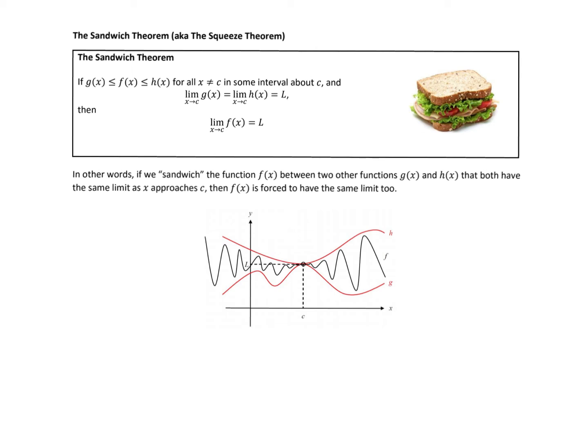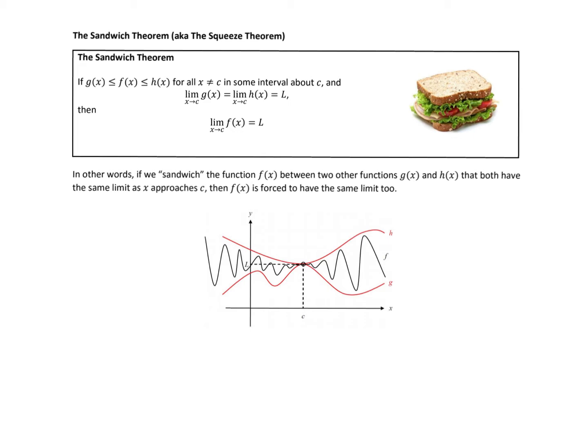All right, so today we're going to be talking about the squeeze theorem. That's what I call it. This author calls it the sandwich theorem. It's also called the pinch theorem. All of those things are synonymous with each other. But anyway, this is how a squeeze theorem works.